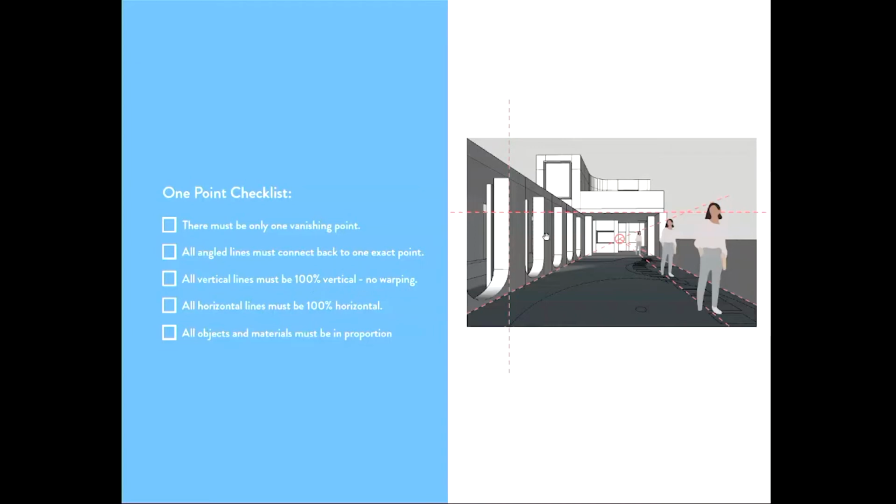All horizontal lines, same thing. We can see here, horizontal is perfectly horizontal, vertical is perfectly vertical. And then all objects and materials, much like our person here, are in proportion to the vanishing point.